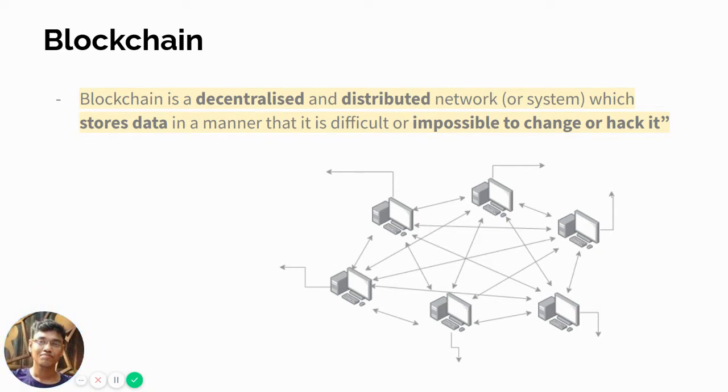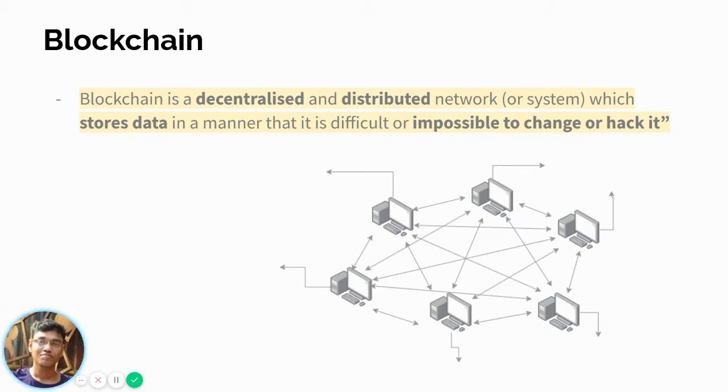So in this lecture, let's get at least a high-level understanding of what blockchain is. Blockchain is a decentralized and distributed network which stores data in a manner that makes it difficult or impossible to change or hack. What we see here is a couple of things. It's a decentralized network, meaning that there is no central entity. It's a distributed network, meaning that all of the computers or systems are not in one place, and it stores the data.